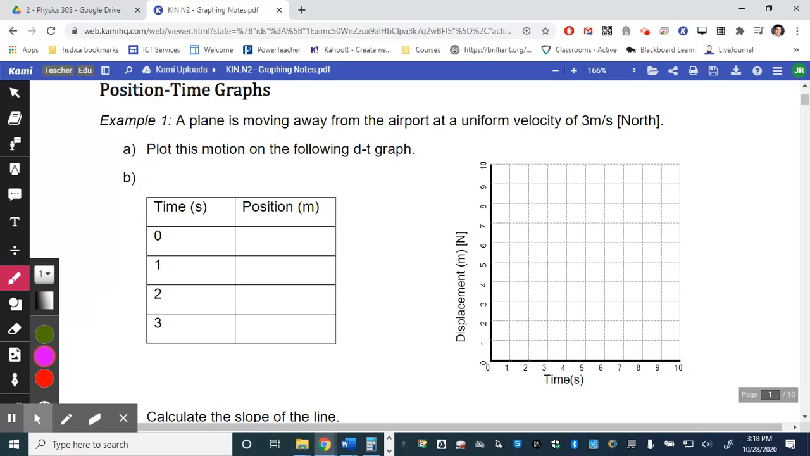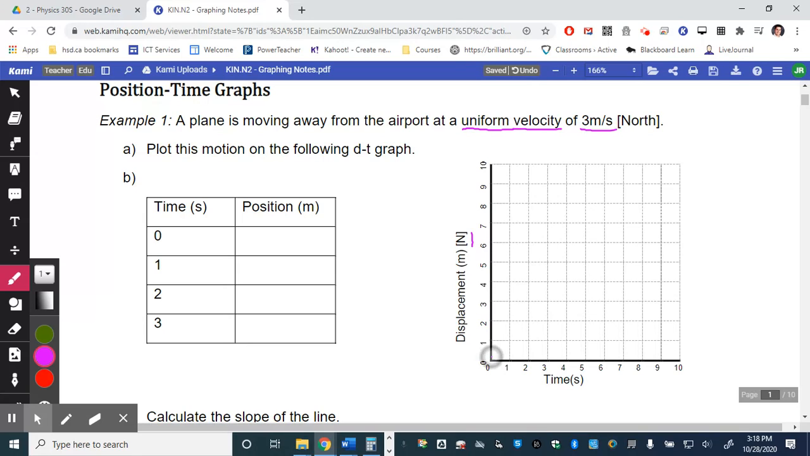Where we're going to begin is with a simple example. A plane is moving away from the airport with a uniform velocity. Uniform just means unchanging, always the same. A velocity that is uniform is always acting the same and moving the same. So it's a constant 3 meters per second north. Notice this is north, and so up is north. That's what that means. So we're going to plot this motion on the graph.